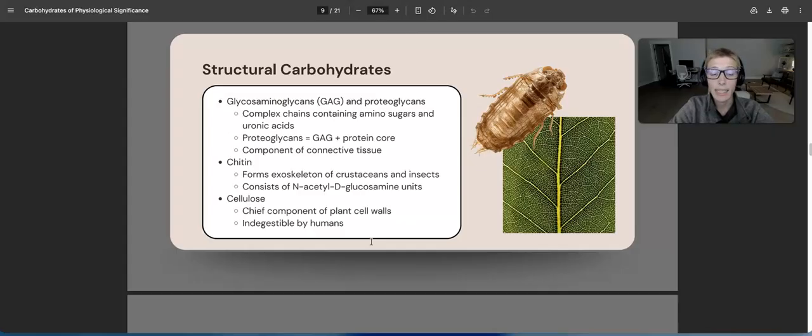Chitin forms the exoskeleton of crustaceans and insects and consists of the N-acetylglucosamine subunit, which contains an amide functional group on carbon number 2. Cellulose is a chief constituent of plant cells and is indigestible and therefore serves as a significant component of dietary fiber.